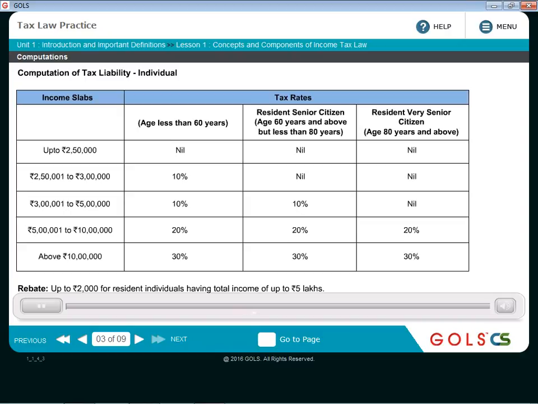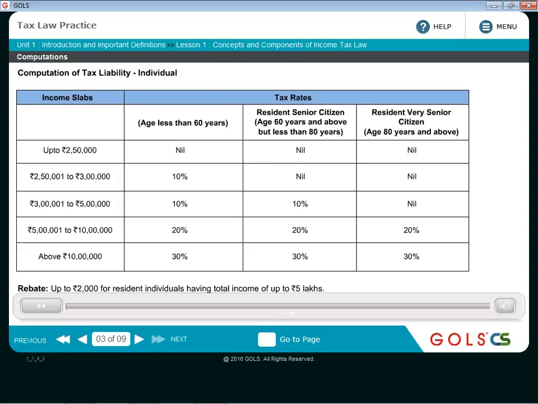Now here what we have to remember is, if the income of the person who is resident is less than or equal to rupees 5 lakh, then he is eligible for a rebate of rupees 2,000. This rebate will be available from the total income of the person. But remember that this rebate is available only for a resident person whose income is up to rupees 5 lakhs.